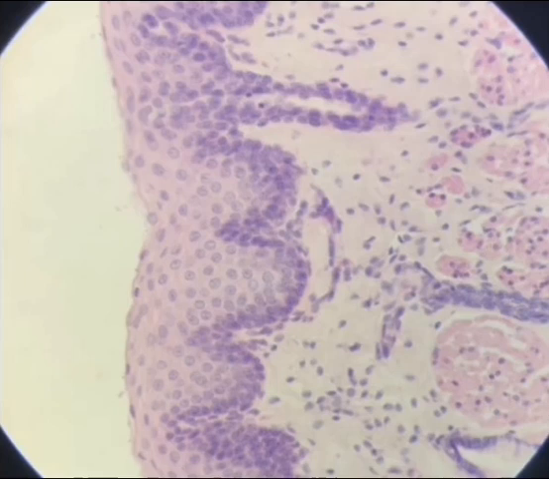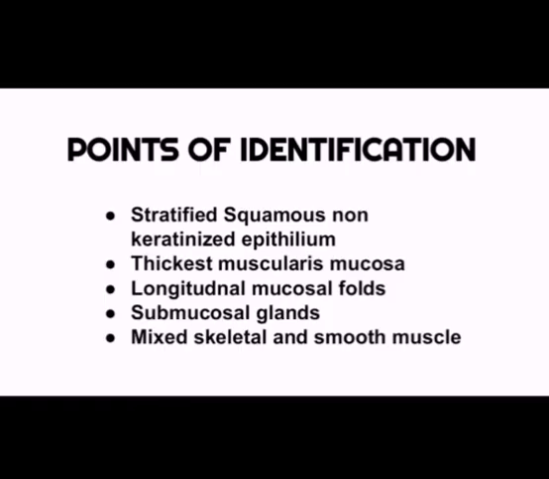And with that we are ending the histology of esophagus. Let's revise all the points of identification. Stratified squamous non-keratinized epithelium, thickest muscularis mucosa, longitudinal mucosal folds, submucosal glands, and finally mixed skeletal and smooth muscle.